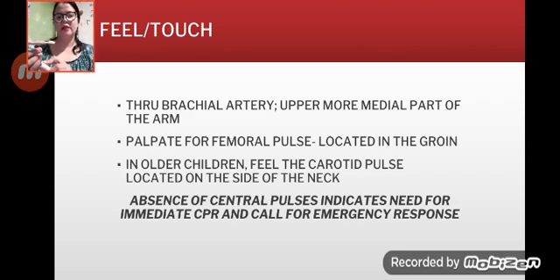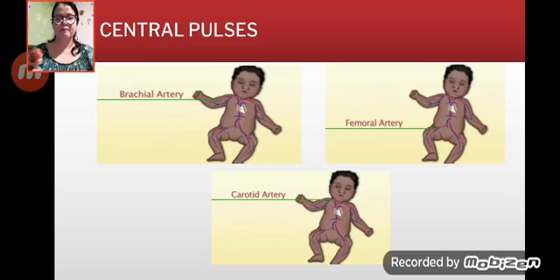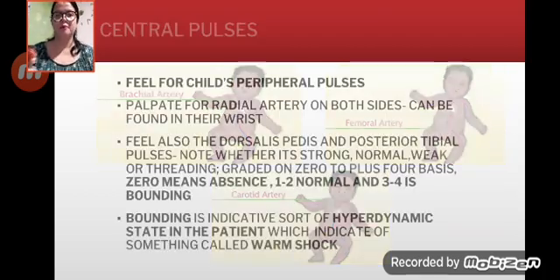And for older children, you may feel the carotid pulse, which is located on the side of the neck. So here is the carotid pulse. You need to feel the carotid pulse. So this brachial artery, the femoral pulse, and of course the carotid pulse are what we call the central pulses. Absence of these central pulses indicates the need for immediate CPR, and you need to call for the emergency response. Again, the central pulses are the brachial artery, the femoral artery, and the carotid artery.